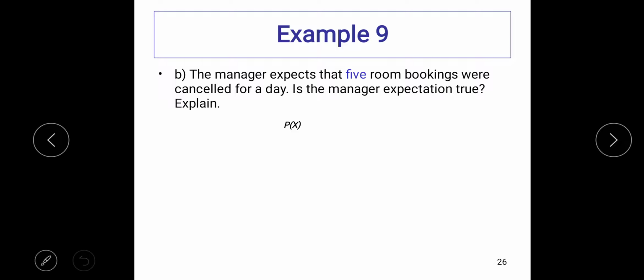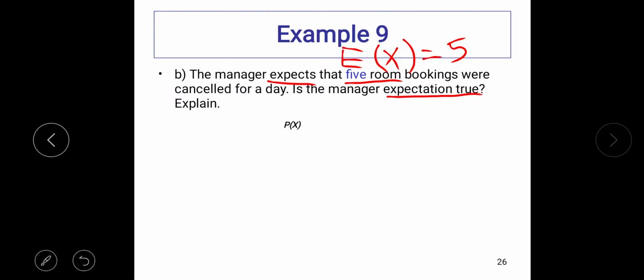Now the manager expects that 5 room bookings were cancelled for a day. You want to see whether the expectation was true or not. You need to explain. Now please take note, the expectation here is that 5 room bookings were cancelled for the day, meaning that the expected value, or your E(X), or in this case your mean, is expected to be 5.